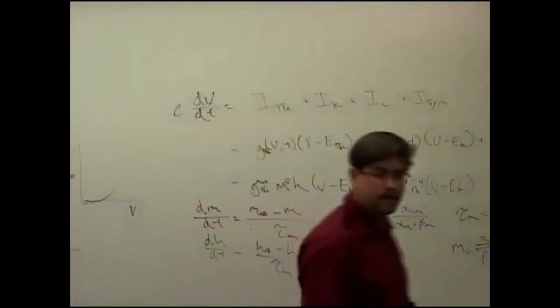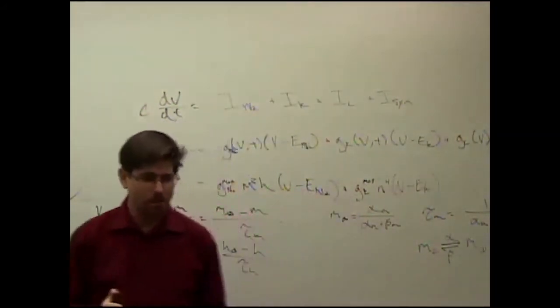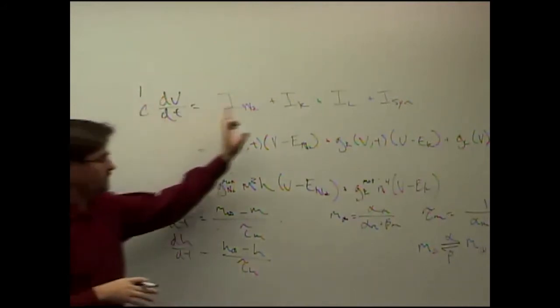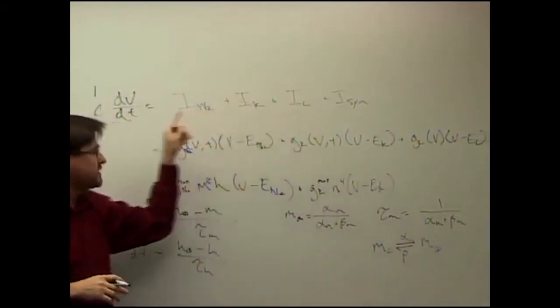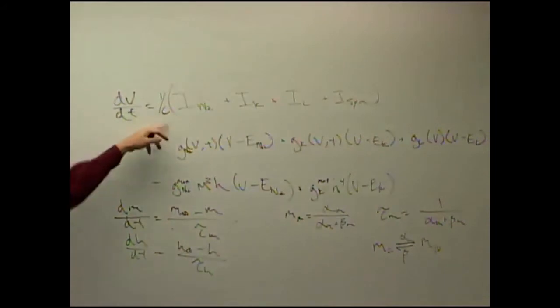The value of what? C. Sorry, C is the capacitance of the membrane. And it turns out the capacitance of the membrane is something like 1 microfarad per square millimeter or something like that. So they've defined this, so it really ends up being 1. And they've set all of the coefficients for all of these things so that the capacitance is 1. And so I explicitly put 1 over C in this model, but it's almost always just set to 1.